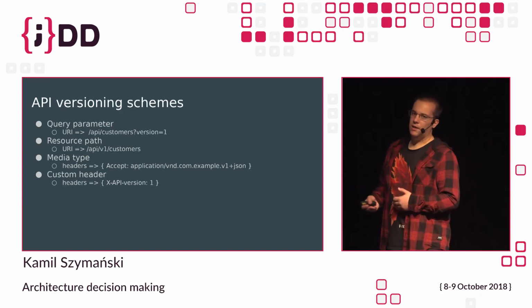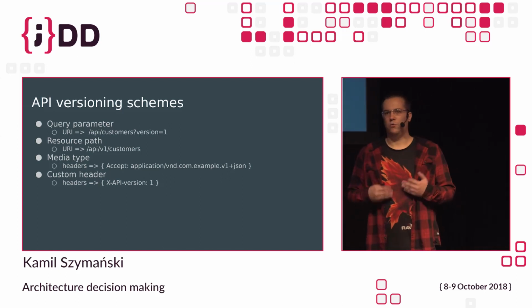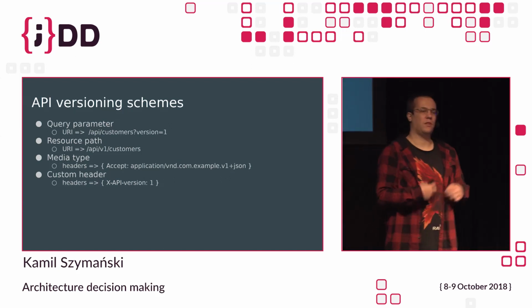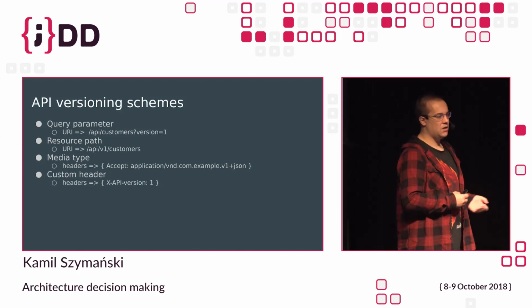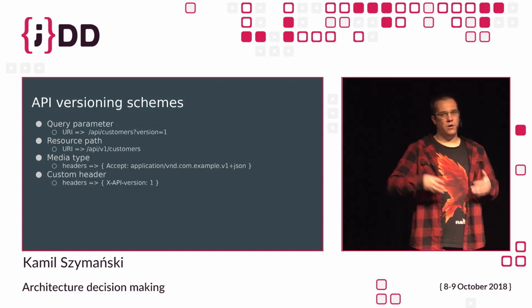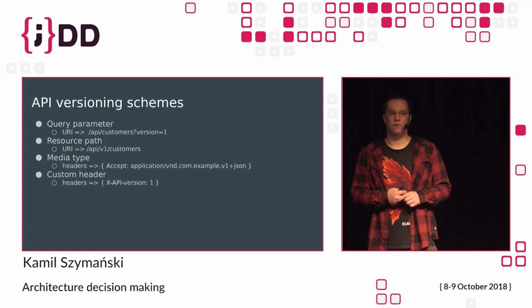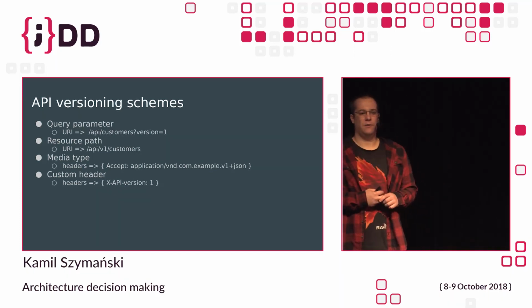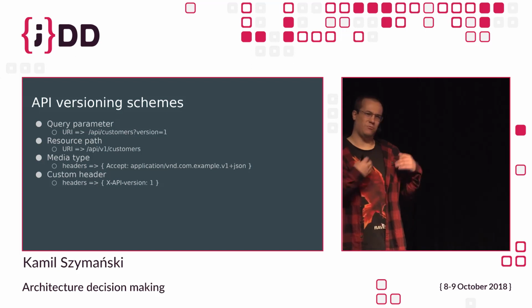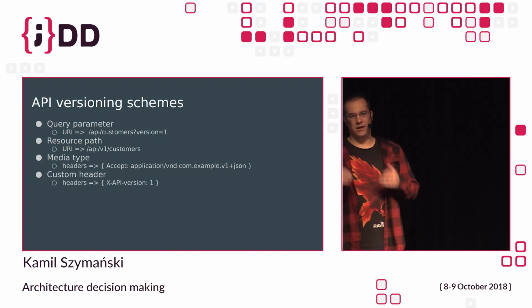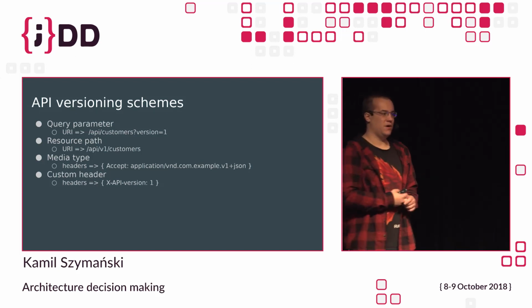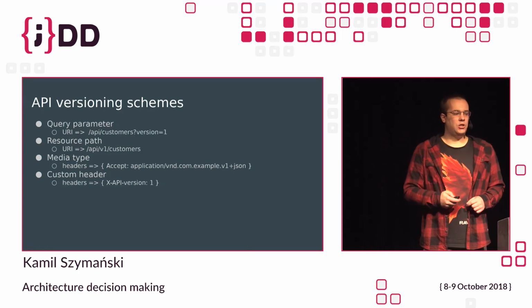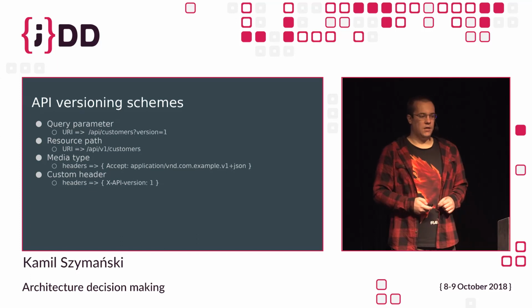Some of them will be valid. For example, query parameter is probably not the solution for the 21st century because it's mixing the parameters of the query with the specification of the version to be used. But there will be also a lot of subjective arguments like this is not RESTful enough, it's not my flavor of being RESTful. And this is a really, really shallow approach to taking a decision.